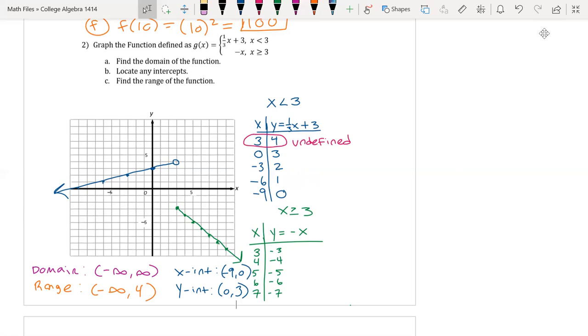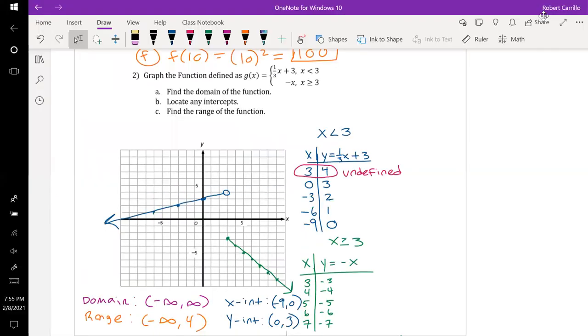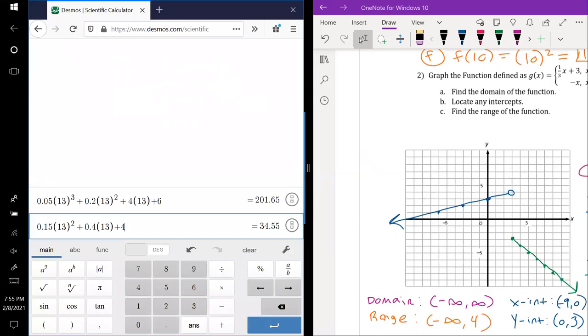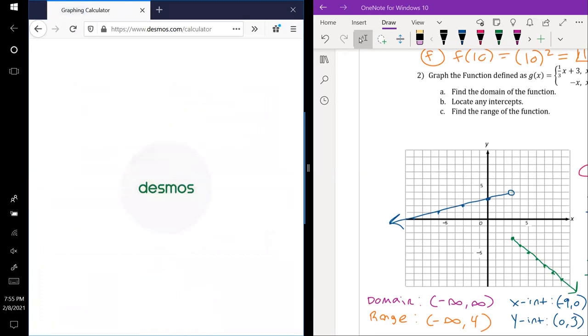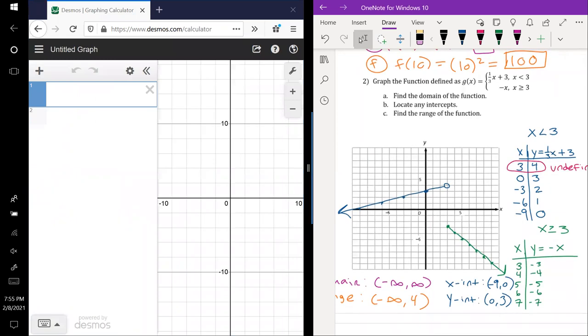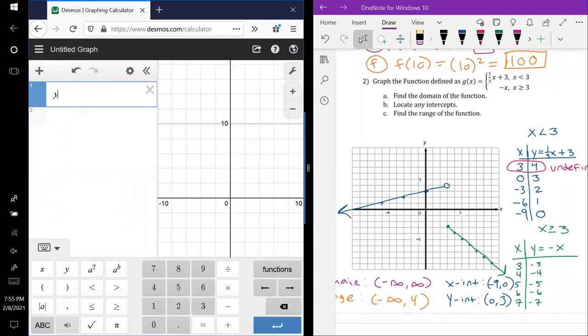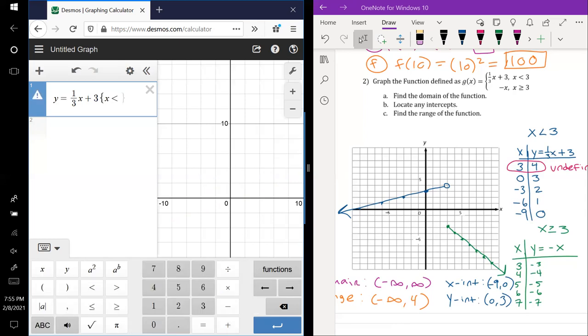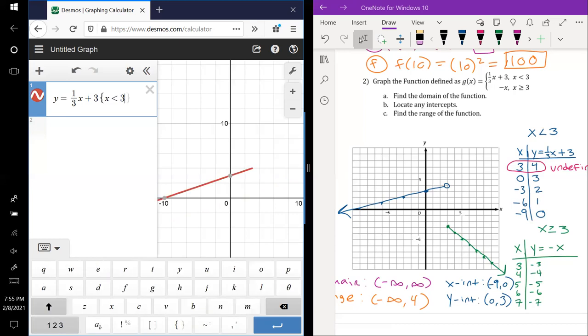All right. You can even use good old technology to help you out too, right? This is why Desmos is pretty awesome. I'm going to type in these functions. Y equals 1/3 x plus 3. And then next to it, I'm going to put restrictions. I'm going to say x has to be less than 3 and close those restrictions.